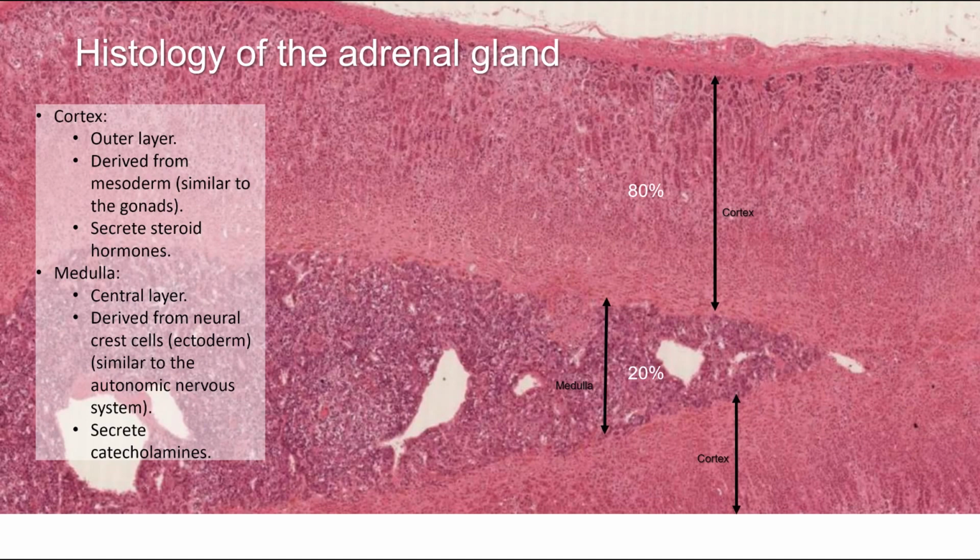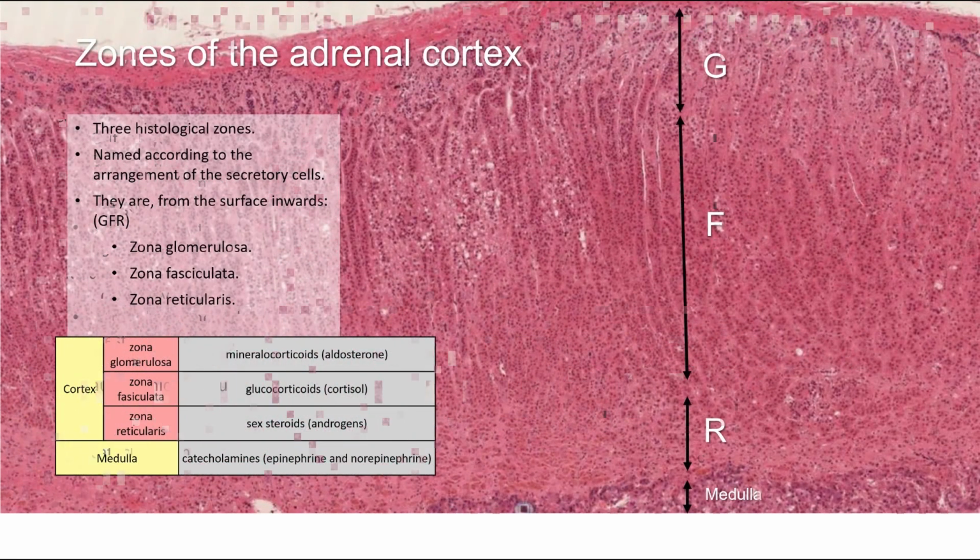In fact, the cells present in the adrenal medulla resemble the cells of the autonomic nervous system, and they secrete catecholamines, adrenaline and noradrenaline. Let's start with the adrenal cortex. The adrenal cortex can be subdivided into three regions or three zones.